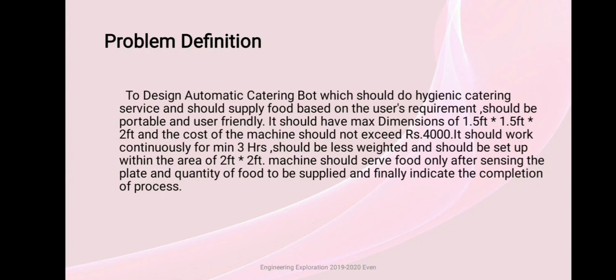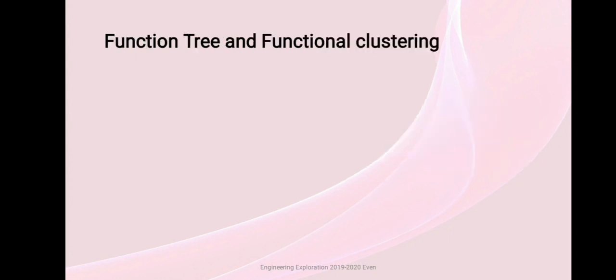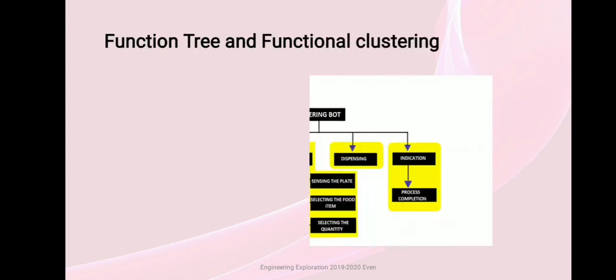The cost should not exceed rupees 4,000, and it should work continuously for a minimum of 3 hours, and it should be less in weight. It should be set up within the area of 2 feet by 2 feet. The machine should start serving only after sensing the plate and the quantity of food to be supplied, and finally indicate the completion of the process.